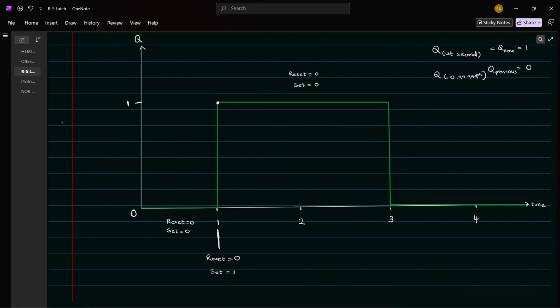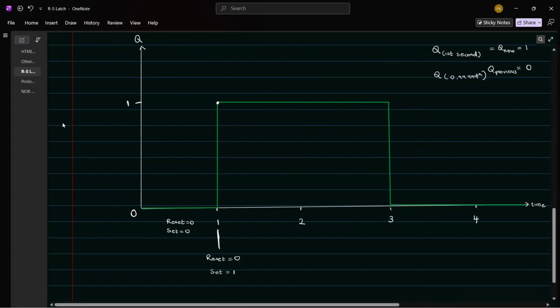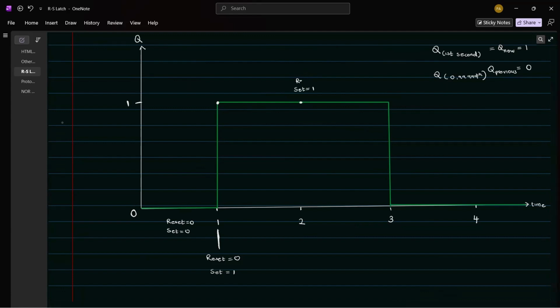Let's say there was another intruder at the second, and the set was again tripped. Set was equal to 1 and reset was equal to 0. Tell me, does this affect the RS latch? It does not. It will keep buzzing because the reset button was not pressed. So it will keep buzzing until the third second, when someone presses the reset button. Reset is equal to 1, set is equal to 0.